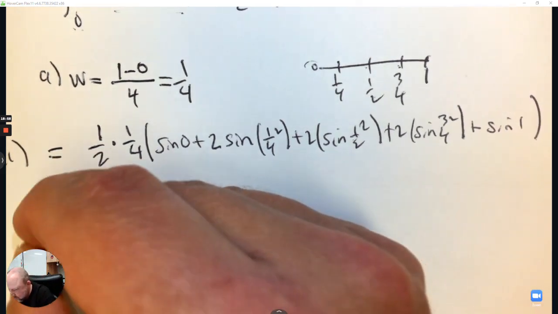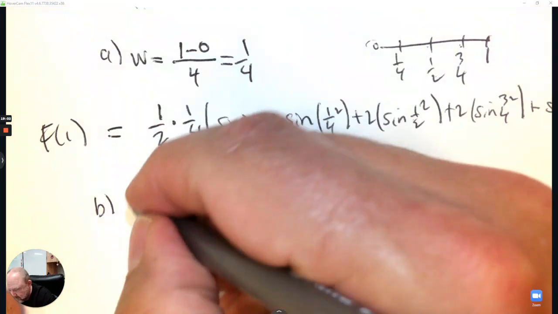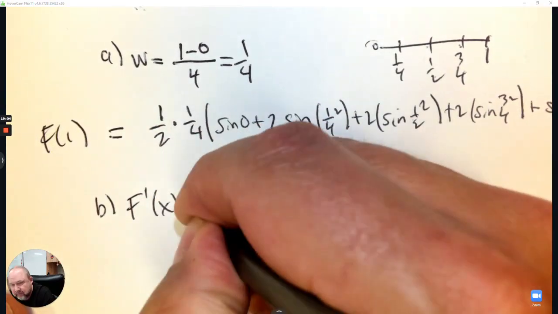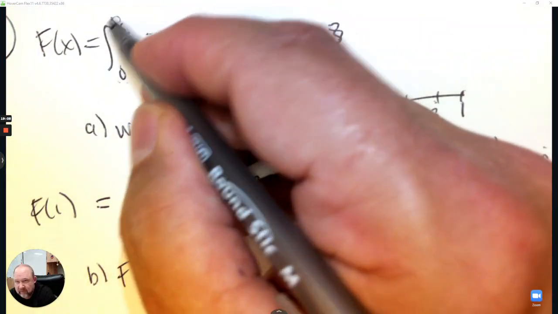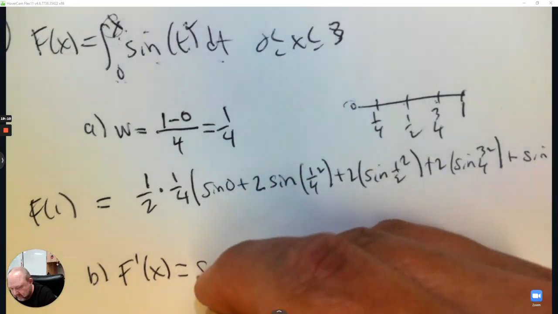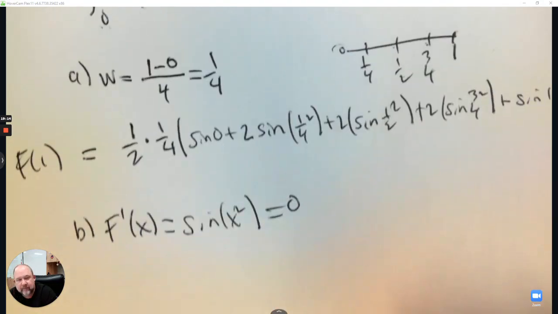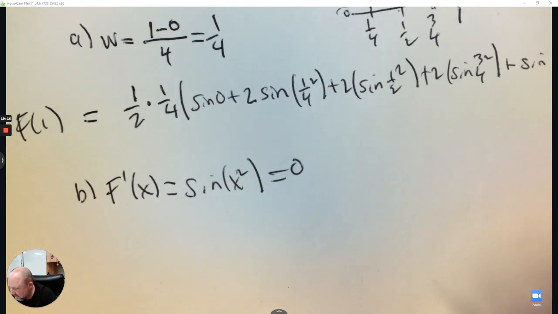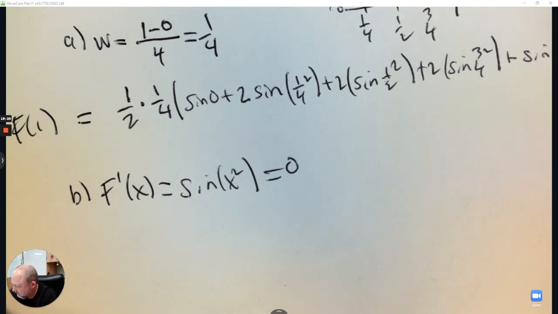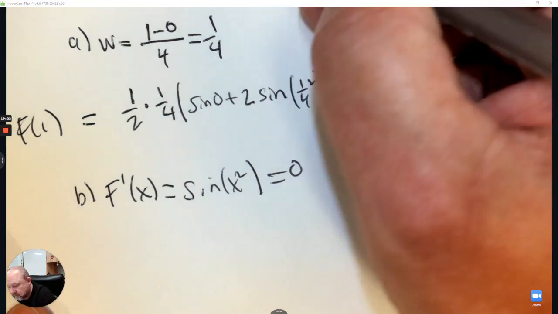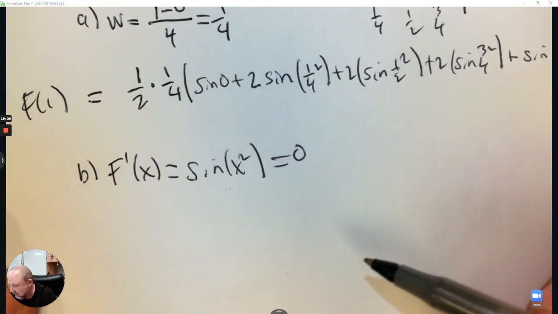Part B, on what intervals is it increasing? So this is going to be that fundamental theorem of calculus. So the derivative, it tells me increasing or decreasing. So the derivative of this, they undo each other, and you just plug x in. So it's just sine x squared. And we're going to make it equal to 0 and solve it. Remember, it goes from 0 to 3. So we're going to solve this equation from 0 to 3.